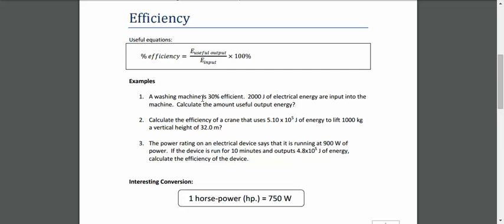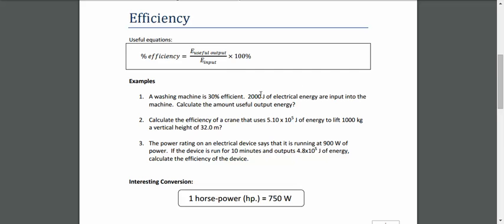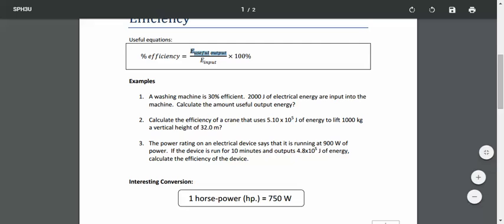So the first one says a washing machine is 30% efficient. That means that everything you input, you're only going to get 30% of it out. So 2,000 joules of electrical energy are input into the machine. Calculate the amount of useful output if it's only 30% efficient. And again, the number on top will be smaller than the number on the bottom. So what this says is, you literally, if you plug this in the wall, it's going to drain 2,000 joules of energy. But the amount of actual output that you get in terms of the spinning power and all that kind of stuff is only 30% of that. So it's going to be smaller.